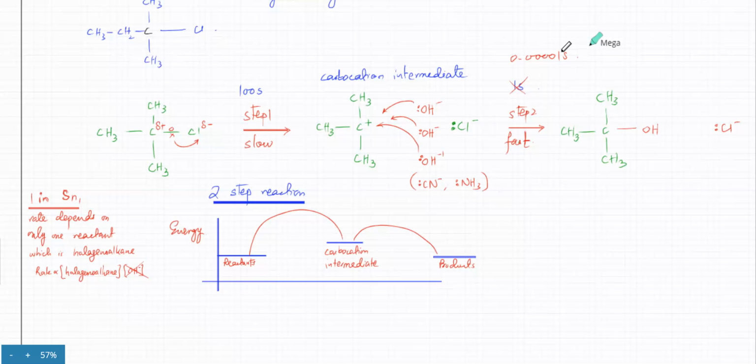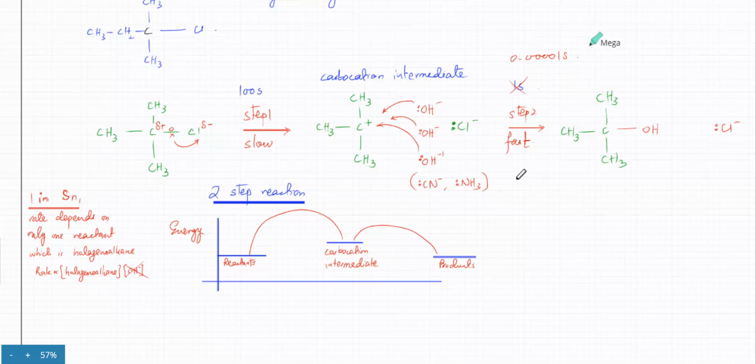Okay, get it? And no matter how much you increase the concentration of OH- ions, even if you increase it a billion times, let's say this speeds up so fast that it goes to 0 seconds, the overall reaction would still take 100 seconds. So the rate is always dependent on the slow step, never on the fast step.